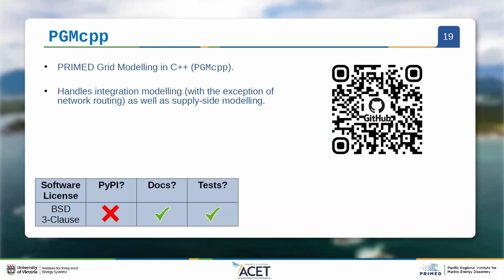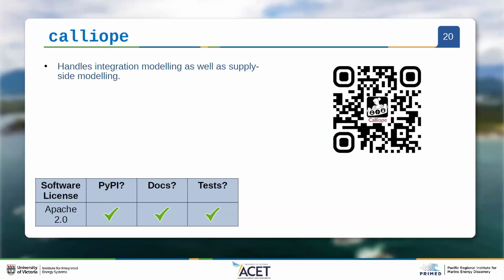PGM, which I wrote, does integration modeling and supply-side modeling, but not network routing. So this is a microgrid model. And then Calliope is a network integration model, which is interesting. So I need to take a closer look at this one. Haven't had a chance yet.